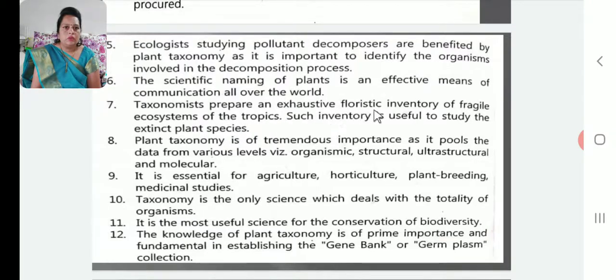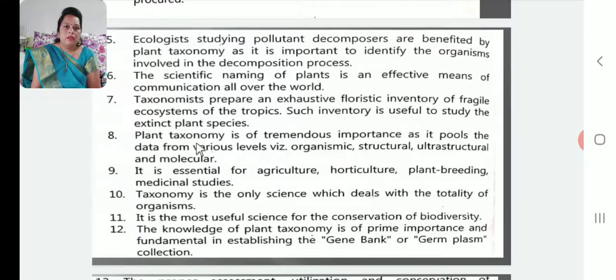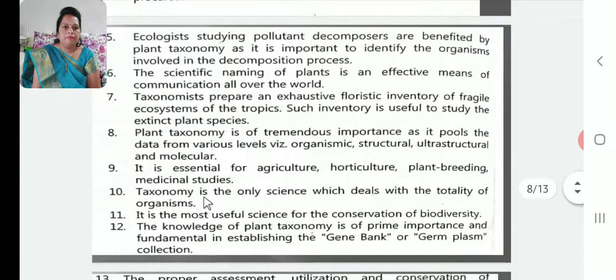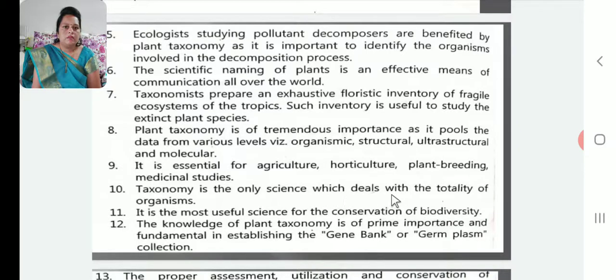It is also used to prepare an exhaustive floristic inventory of fragile ecosystems of the tropics. This taxonomical knowledge is also useful to pool data from various levels, for example organismic, structural, ultrastructural and molecular levels. It is essential for agriculture, horticulture, plant breeding and medicinal studies. Taxonomy is the only science which deals with the totality of the organism.